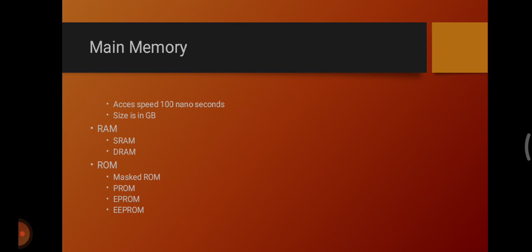In SRAM, each cell stores a bit with a 6 transistor circuit and retains its value indefinitely as long as it is kept powered, and it is faster and more expensive than DRAM. While the DRAM value must be refreshed every 10 to 100 milliseconds, and it is sensitive to disturbance, and it is also slower and cheaper than the SRAM.